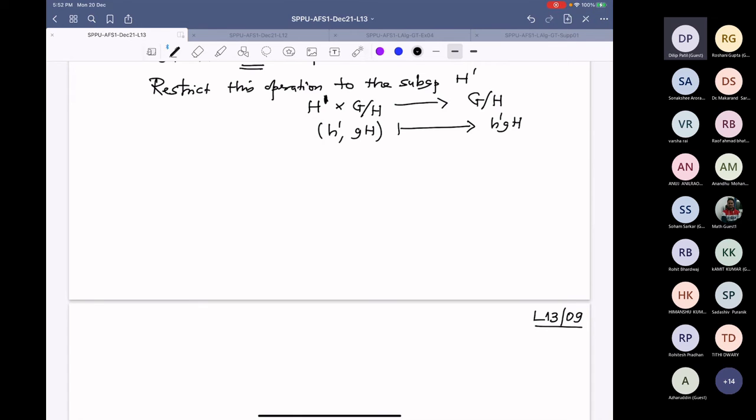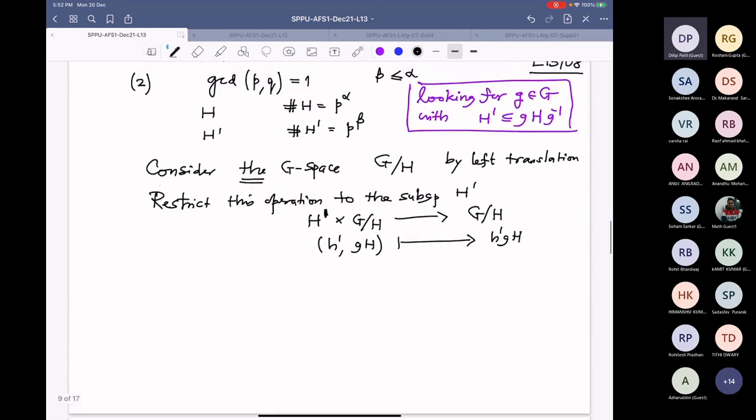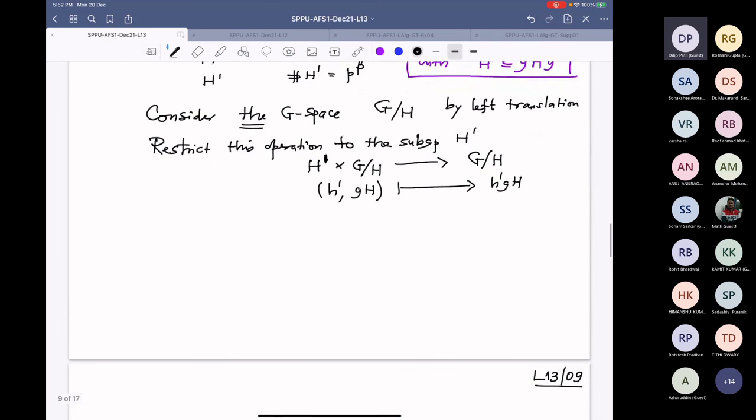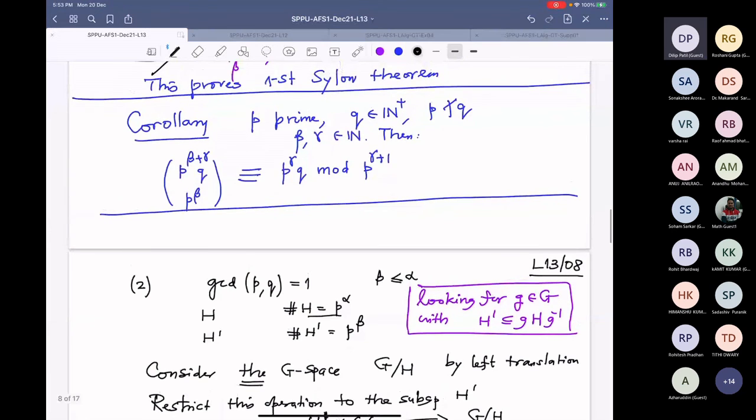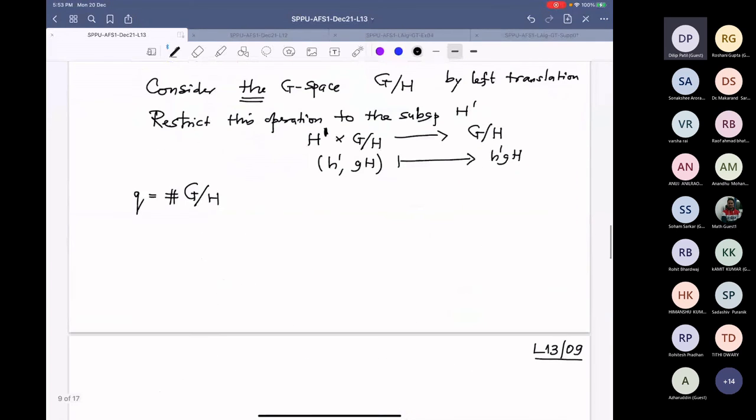And I want to use the class equation. So my set is G by H. So the cardinality of G by H, that I know what this is. This is precisely Q, because the cardinality of H is P power alpha. So the cardinality is Q on this side.